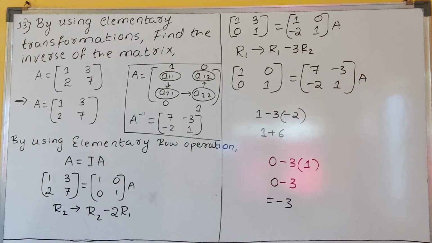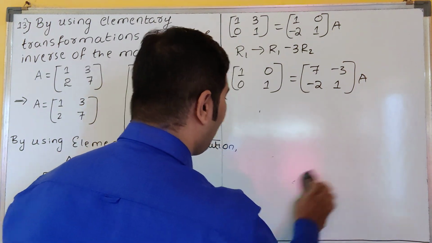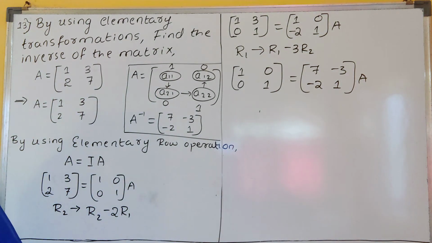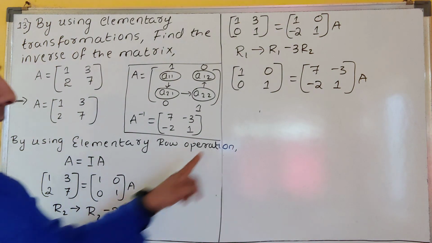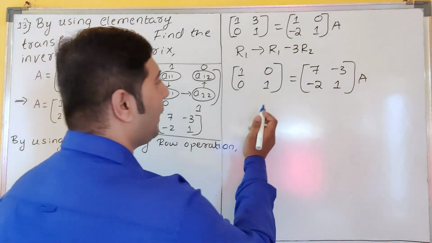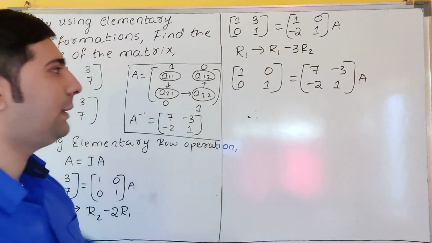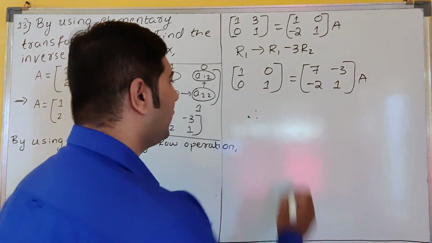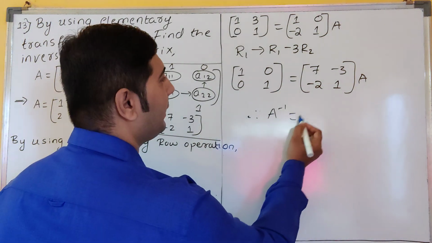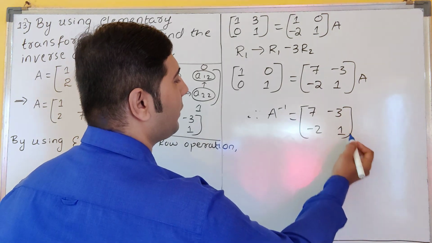Understood? Everyone clear? And please, I request, dear students, don't forget to write into A. See, everywhere I am writing into A. Clear? So that you can conclude your answer. Therefore 1 0 0 1 we got here. If we got this, this is your A inverse. So therefore A inverse is equal to 7 minus 3 minus 2 1, dear students.